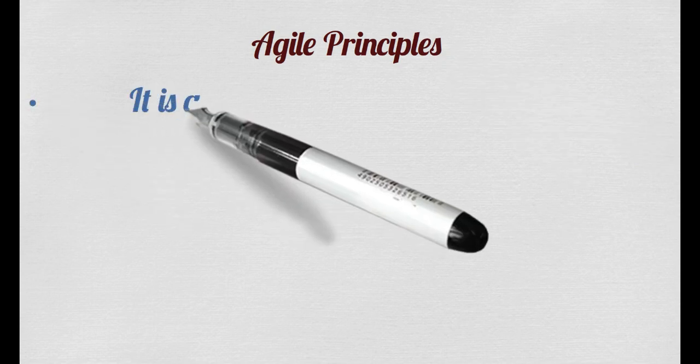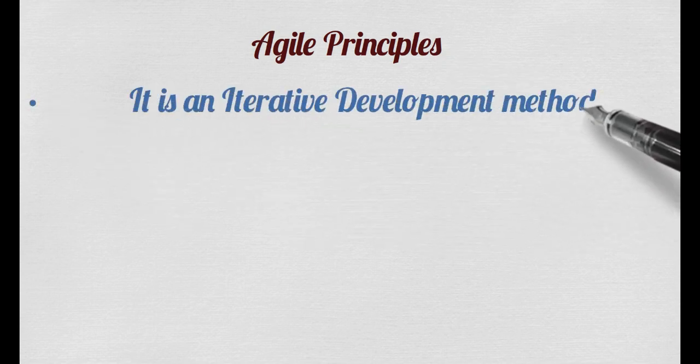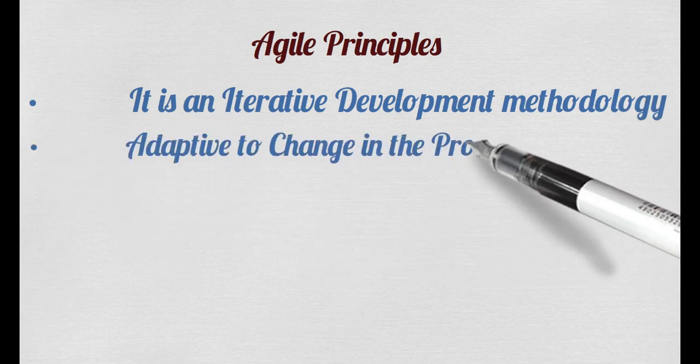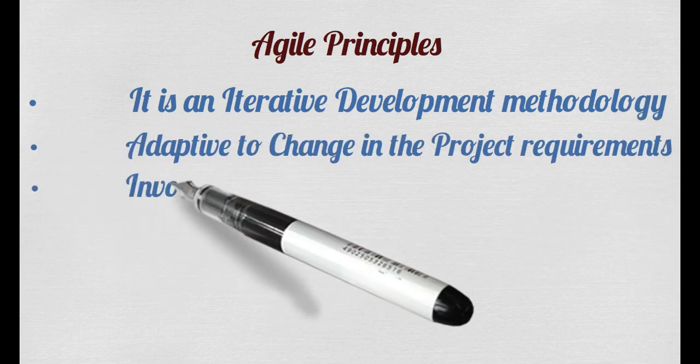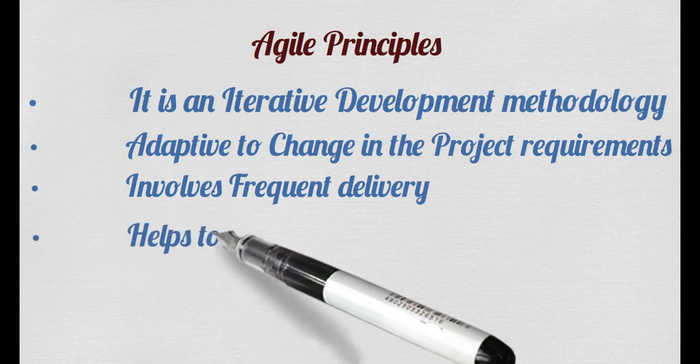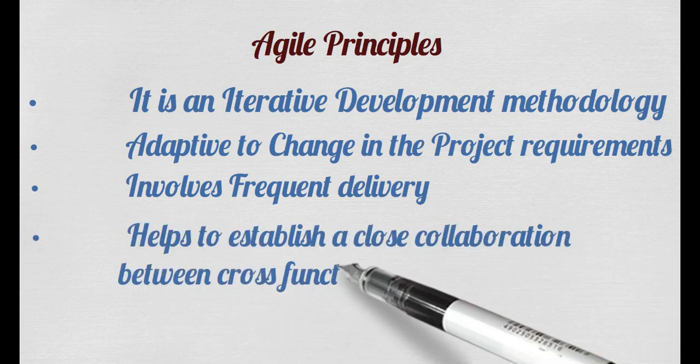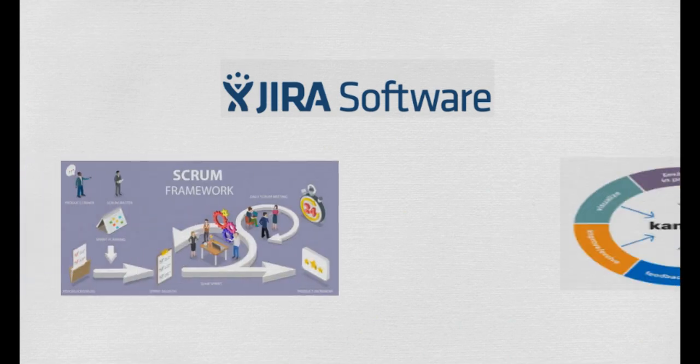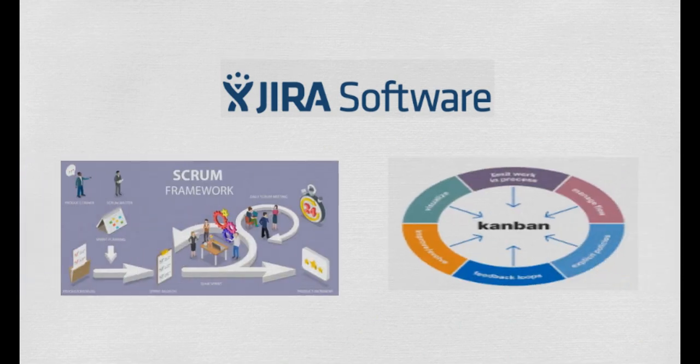Let me brief you on what Agile principles are. It is an iterative development methodology, adaptive to change in the project requirements. It involves frequent delivery. It helps to establish a close collaboration between cross-functional teams. JIRA supports Scrum and Kanban Agile methodology. Since Scrum is the most widely used Agile methodology, I will be explaining how we manage Scrum projects in JIRA in this video. So let's start.